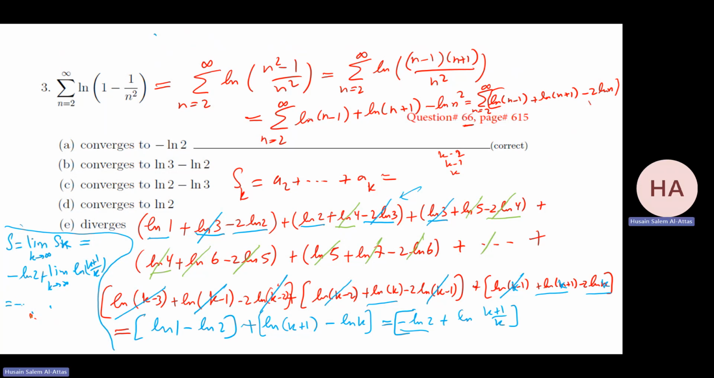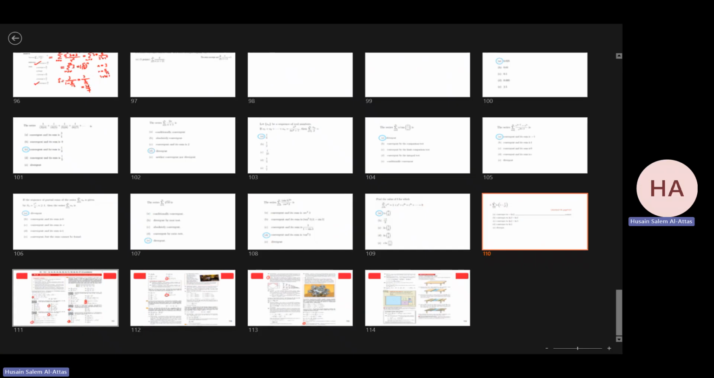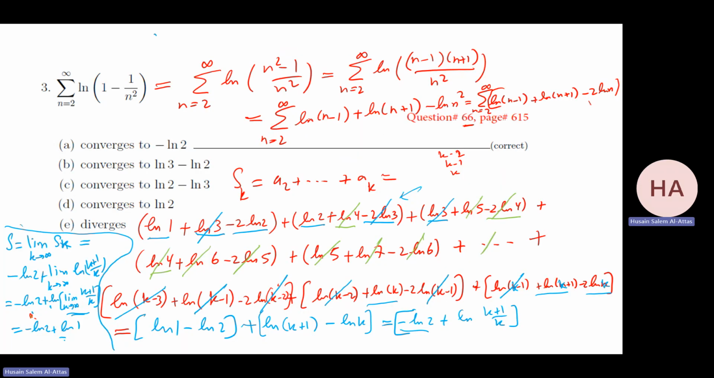I can take the limit inside. That will be ln of the limit as k goes to infinity of (k plus 1) over k. What is this limit? This is 1. ln 1 will be 0. So this will be gone. This is 0. So I have minus ln 2, and this will be my answer.